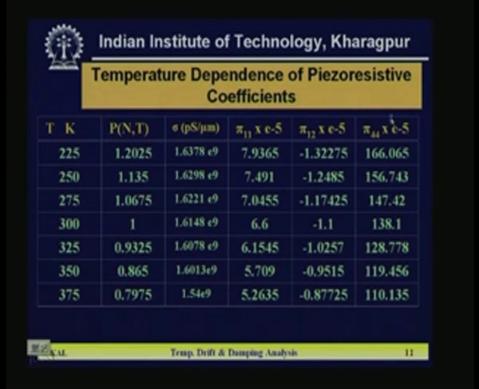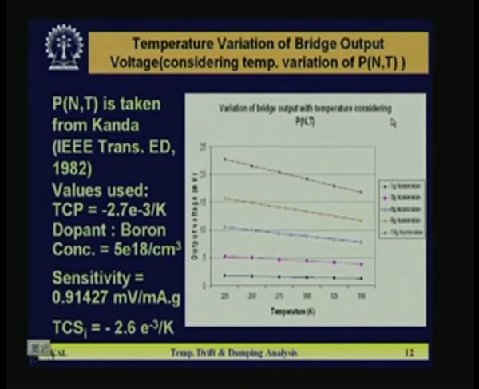Now with that pi 44 variation, if you calculate, then we found that for boron doping concentration 5 into 10 to the power 18, TCP is minus 2.7 into 10 to the power minus 3 per Kelvin, and sensitivity is 0.91427 millivolt per milliampere G. TCS is minus 2.6 into 10 to the power minus 3 per Kelvin. Now for different G, 1 to 13 G, you have calculated the variation of the bridge output with temperature considering P(N,T).